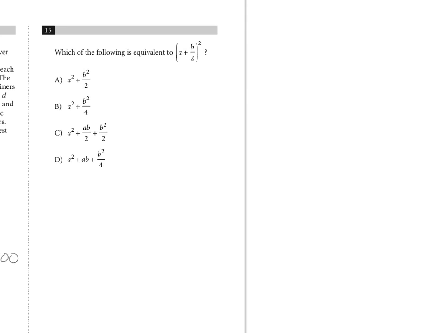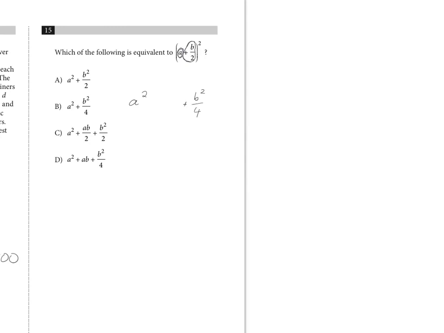Question 15 is the last question on the first part of section 3. Which of the following is equivalent to A plus B over 2 all squared? And this is a classic binomial squared. And basically what you need to do is take the first term, the A, and square it. A squared. And then you need to take the second term, including the sign, and square it. Plus, well, when you square B over 2, it's like B over 2 times B over 2. That's B squared over 4.